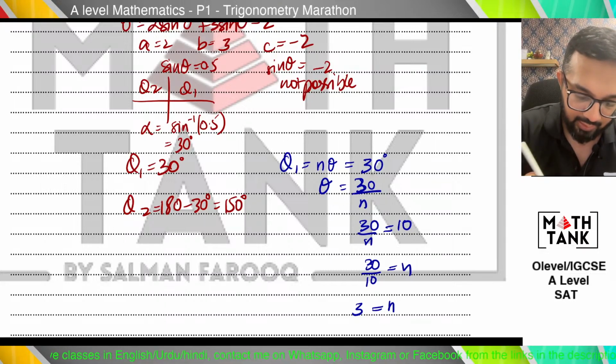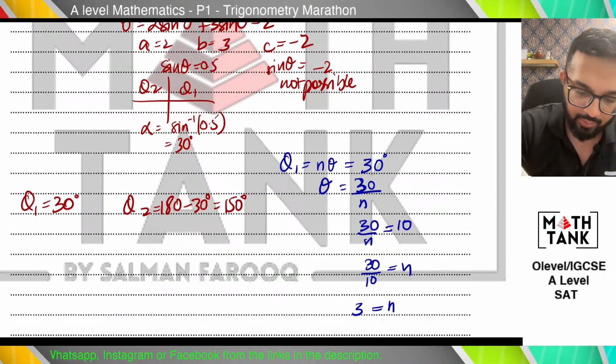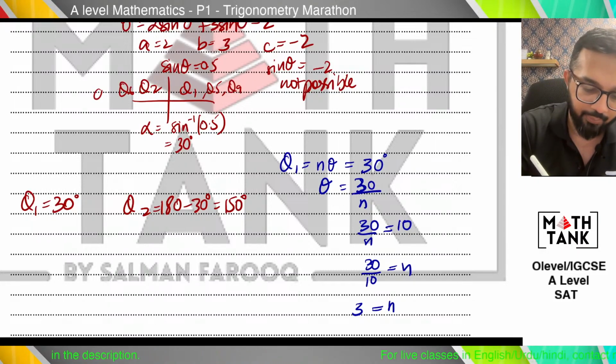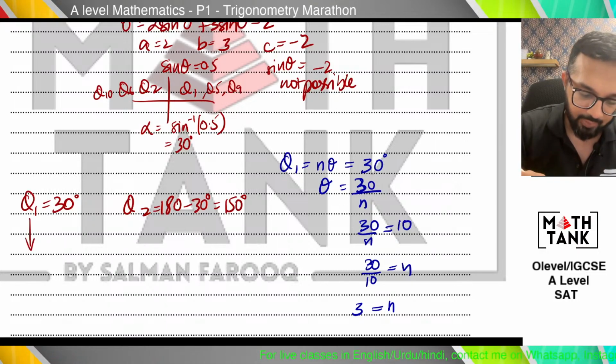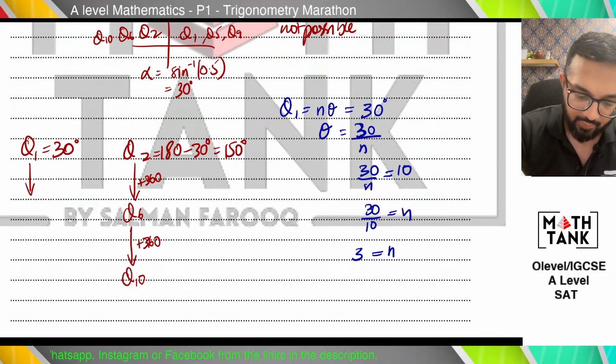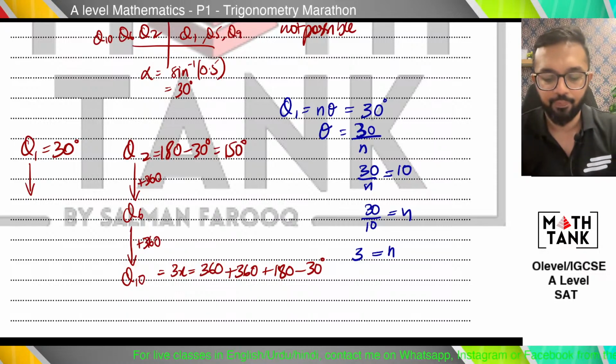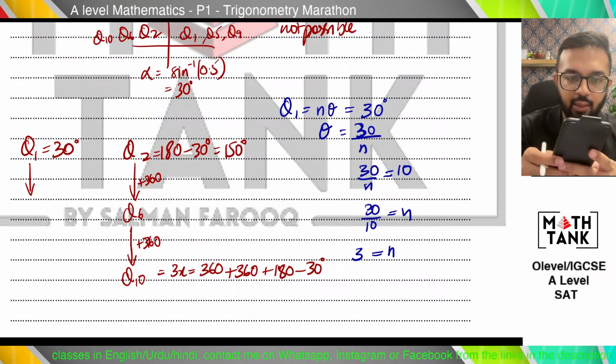Now, if there are 3 cycles of this question, after quadrant 1 and 2, there would be quadrant 5 and 6, and after quadrant 5 and 6, there should be quadrant 9 and 10. If I want the largest answer, I'm going to go into quadrant 10. To go to quadrant 10, I add 360 and then another 360. So 3x equals 360 plus 360 plus 180 minus 30 degrees. That is the answer in quadrant 10.